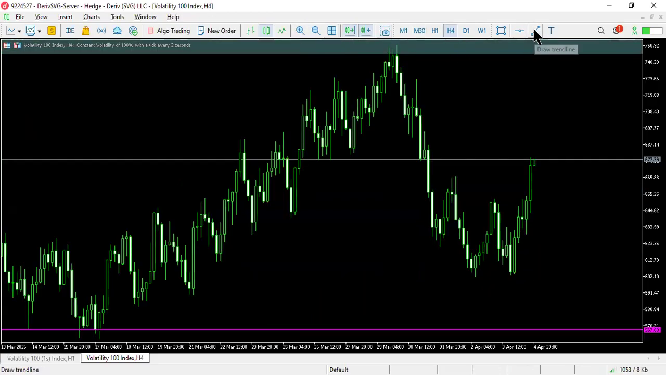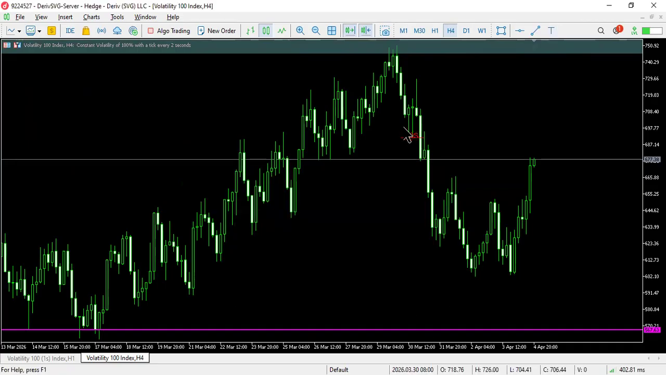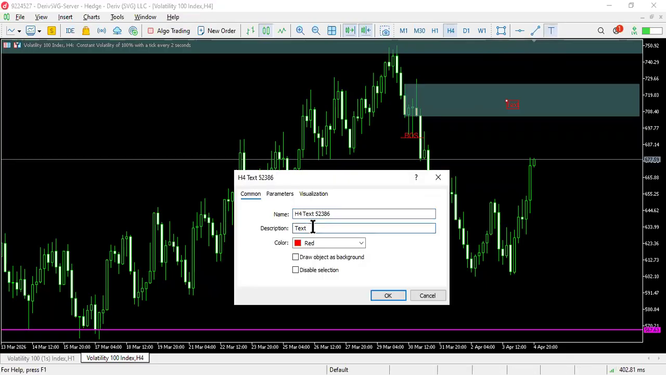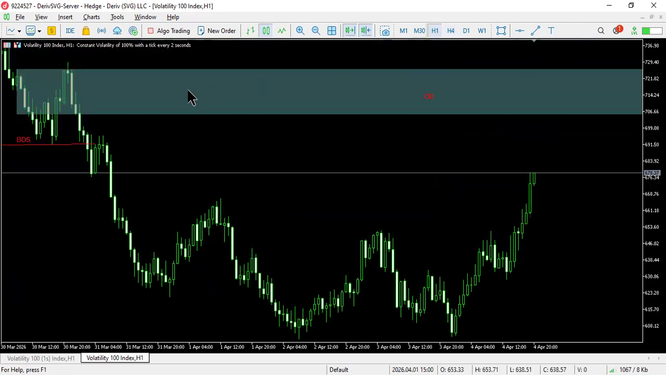If we can zoom in, we can see that we still have a break of structure right there. And then the order block which caused that break of structure is that order block from the 4 hours time frame. And then if we head over to the entry time frame, which is the 1 hour.